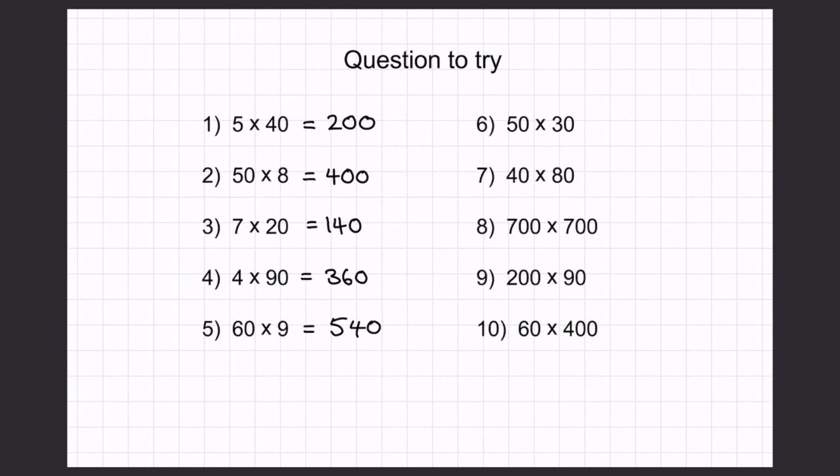Question 6. 50 multiplied by 30 is 1,500. Question 7. 40 multiplied by 80 is 3,200. Question 8. 700 multiplied by 700 is 490,000. Question 9. 200 multiplied by 90 is 18,000. Question 10. 60 multiplied by 400 is 24,000.